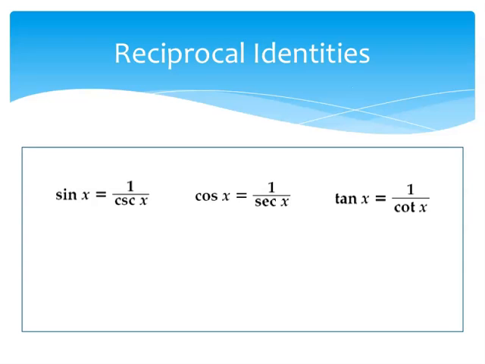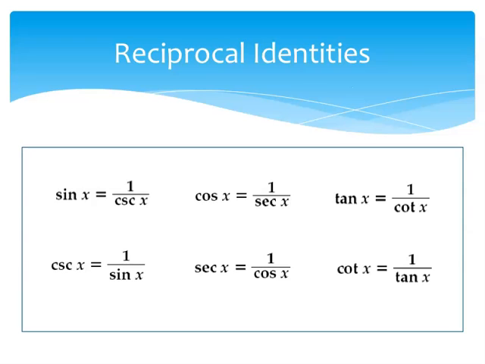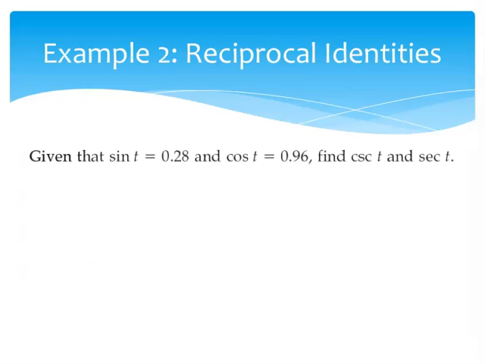Now, the same is true for each of their reciprocals. So cosecant of x is equal to 1 over sine of x, secant of x is equal to 1 over cosine of x, and cotangent of x is equal to 1 over tangent of x. Now here's an example of another way we can use these identities. So in example 2, you're given that sine of t is equal to 0.28 and cosine of t is equal to 0.96. And you're asked to find cosecant of t and secant of t.